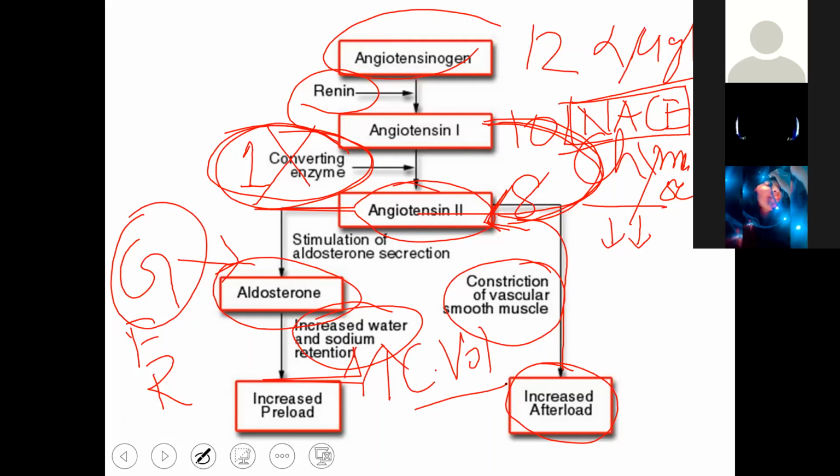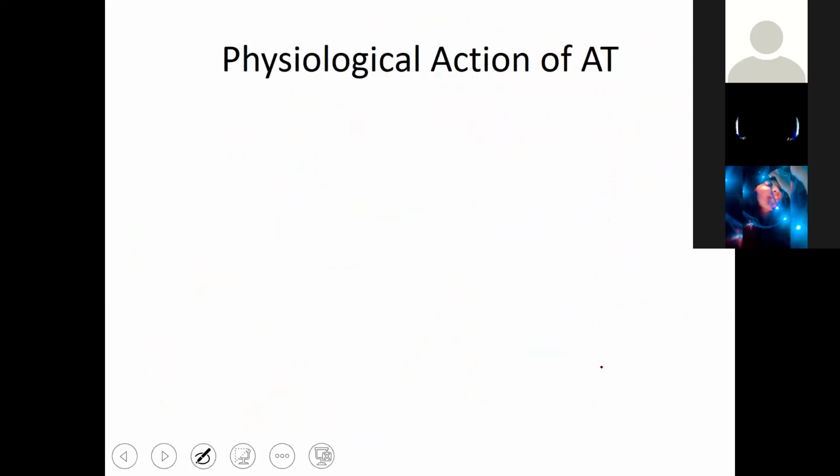Because of the increased volume, there is increased preload, meaning more volume is being loaded to the heart during the diastole. Increased afterload means there is increased force required by the heart to push the blood into the blood vessels. Because of the increased vasoconstriction and increased resistance, the load increases on the heart. The heart has to do more work to push the blood into the blood vessels. That is increased afterload.